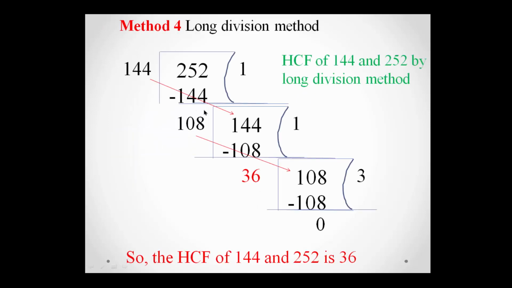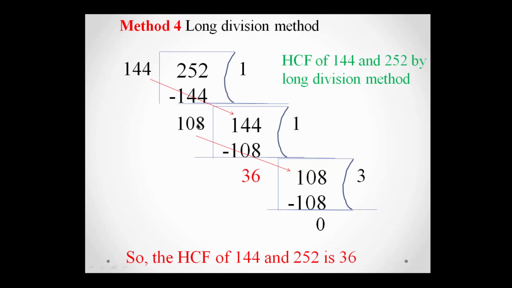Let's see the fourth method, long division method. We will find the HCF of two numbers, 144 and 252 by long division method. To do this, first we will divide the bigger number by the smaller number. So we are dividing 252 by 144. So we are getting 1 as the quotient and 108 as the remainder.